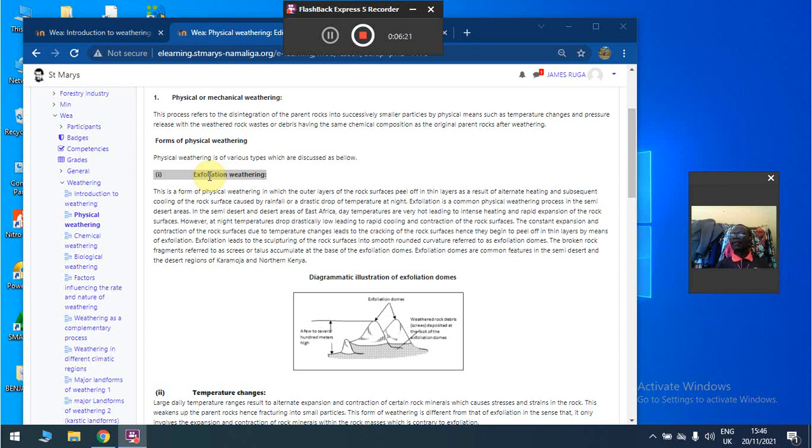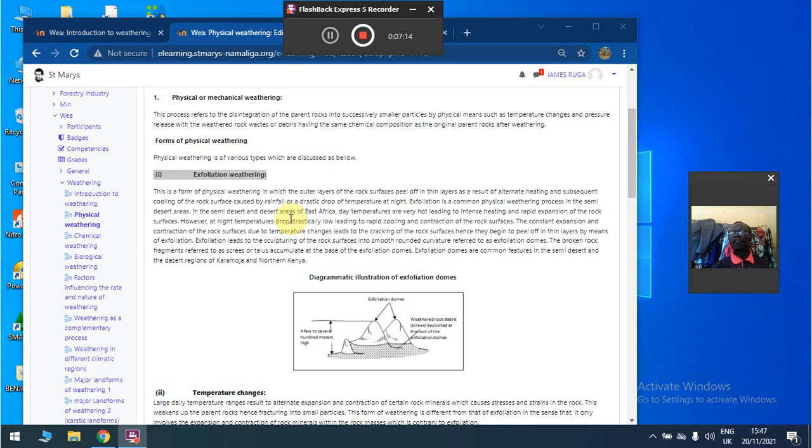This antagonistic expansion and contraction of the rock surfaces during day and night hours respectively brings about the crumbling of the rock surfaces in thin layers. The rock begins to weaken in thin layers at the surface, and eventually it will begin to peel off. Exfoliation weathering is sometimes accelerated by rainfall. When there is a sudden rainfall after a very hot day, the rock surface will suddenly cool and contract, and this will lead to exfoliation weathering of the parent rocks.